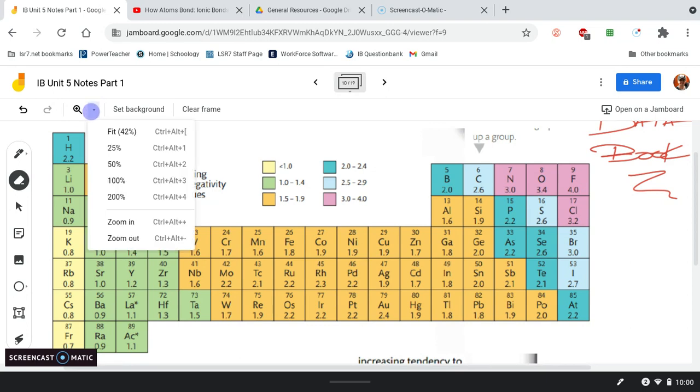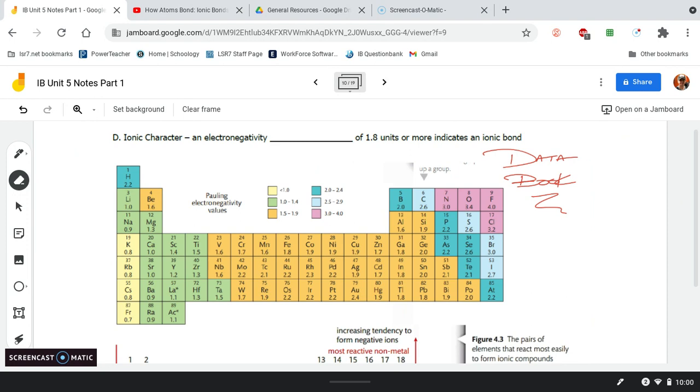Now, let's look at the chart and let's think about something. There's some chemicals missing. And what are those chemicals? Well, what about those chemicals? They're supposed to be right here. What the heck are those? Well, those are our noble gases. Why are they missing?